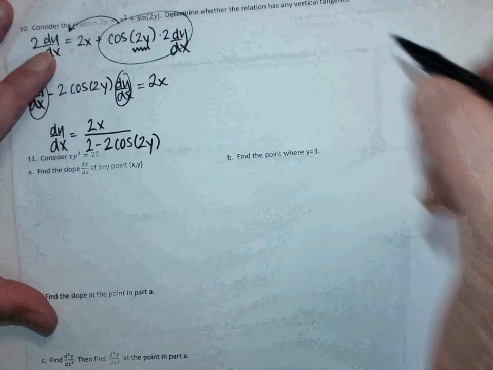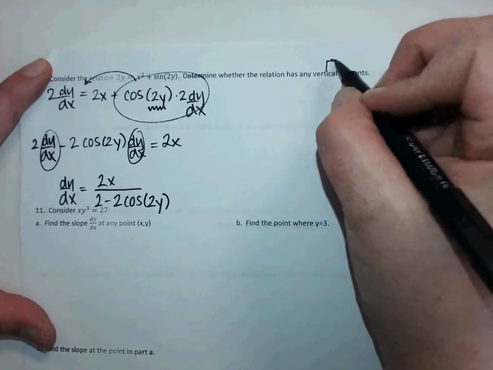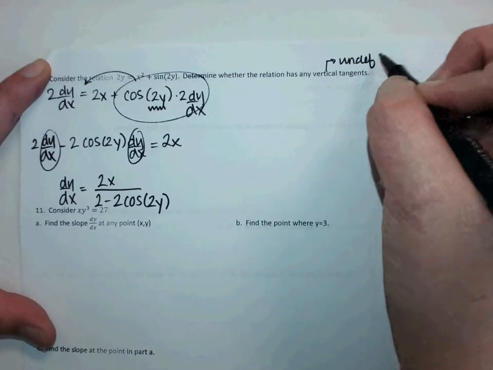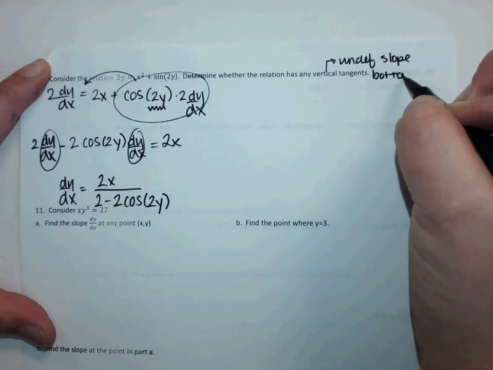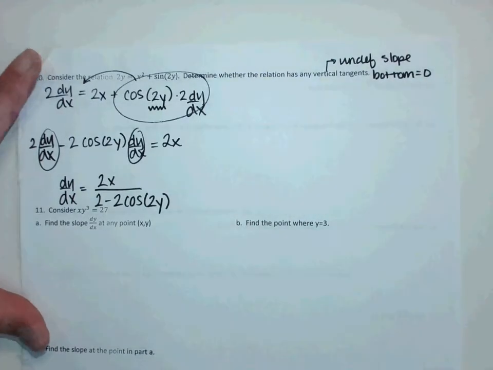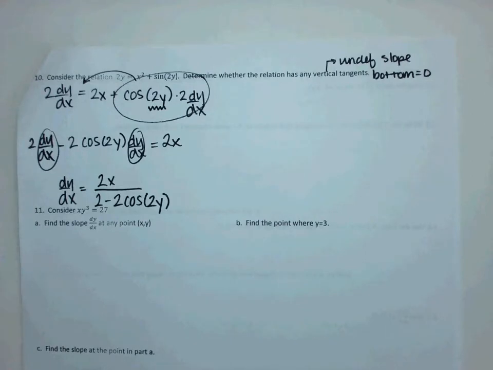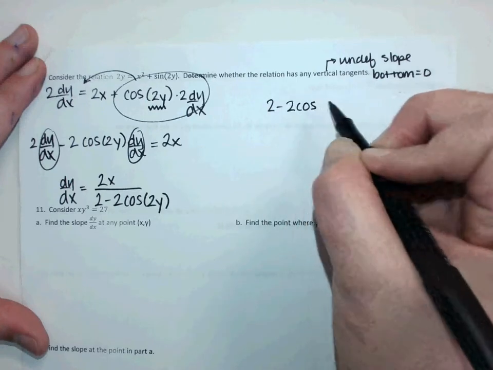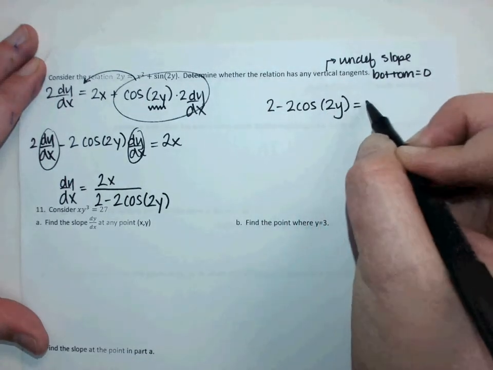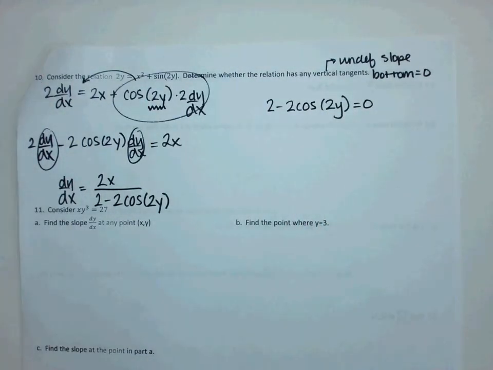Okay, very good. Remember that a vertical tangent is an undefined slope, and an undefined slope means that the bottom has to equal 0. Now, your bottom has trig in it, but this has been in your homework a bunch of times. So, if you're actually doing your homework instead of copying off of your neighbor, then this is not the first time that you've done this. Okay? So, you're setting it equal to 0.